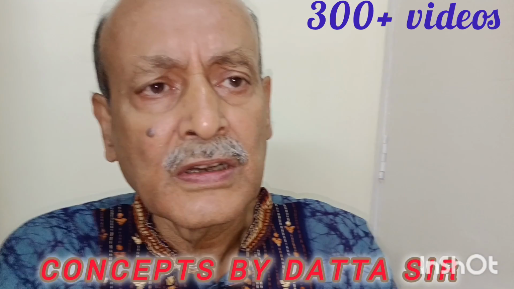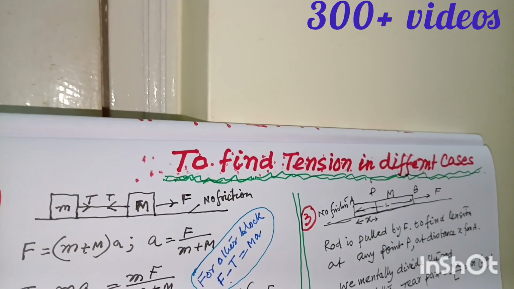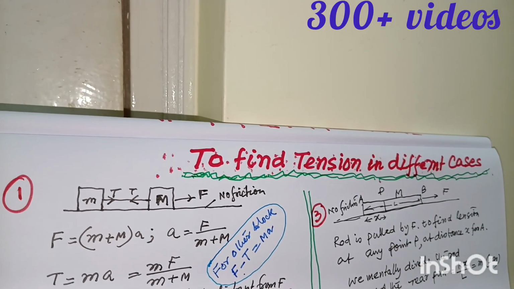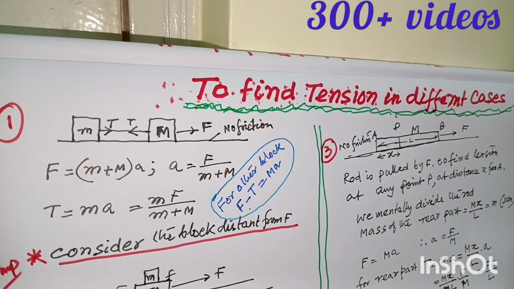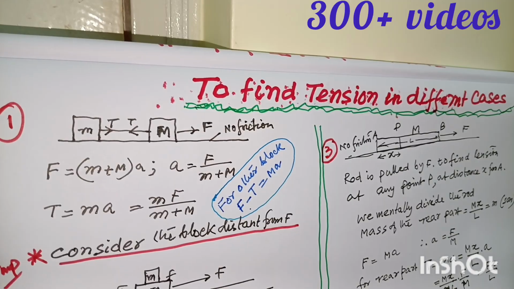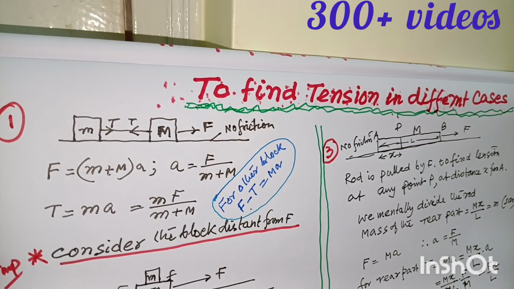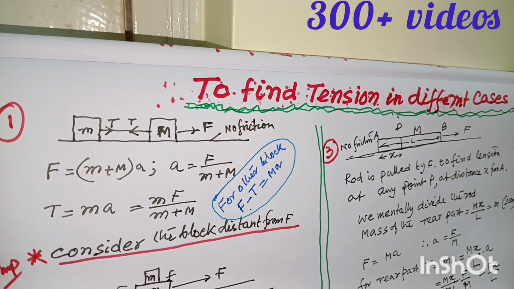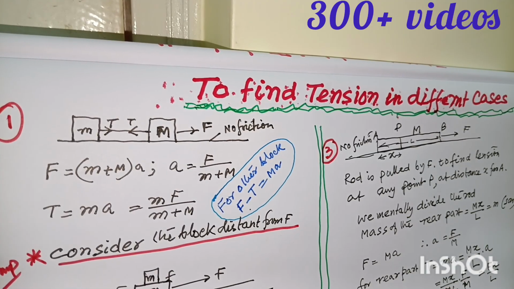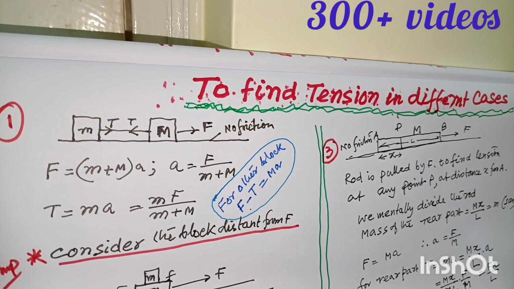So I am going to the topic. Here we will find tension in three different cases and I will tell you the trick. In the first case, suppose there are two blocks on a frictionless ground and they are tied with a massless rope, and one horizontal force F is acting on the block capital M. Now with this force, the total system consisting of two masses will move forward with an acceleration.